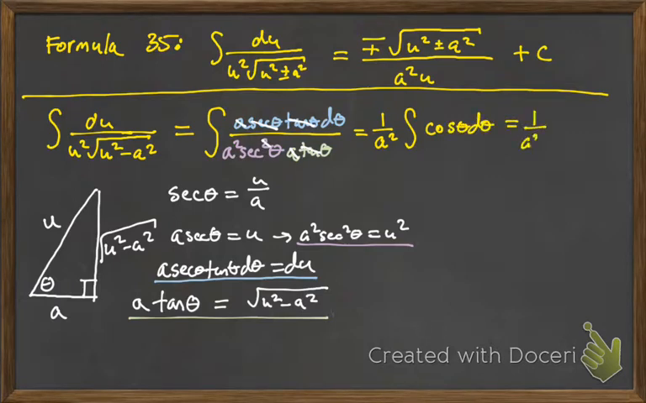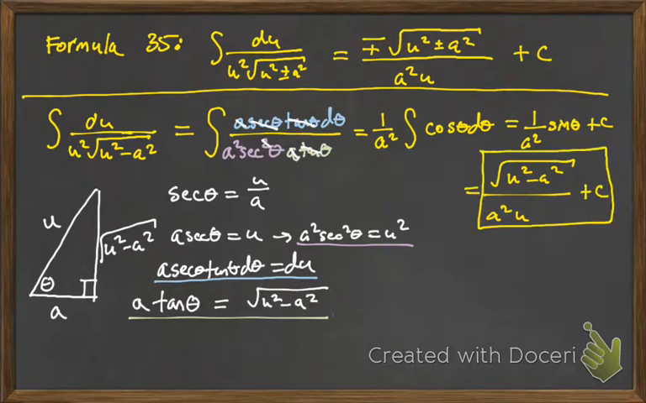And so that's a little bit easier than the previous one. That integrates to 1 over a squared sine of theta plus c. Go to our triangle to get the sine of theta, which would be the square root of u squared minus a squared divided by u. Okay, and there is our formula 35. So this one was a little bit easier. The trig substitution and the resulting integral was a little bit less demanding than the previous case.